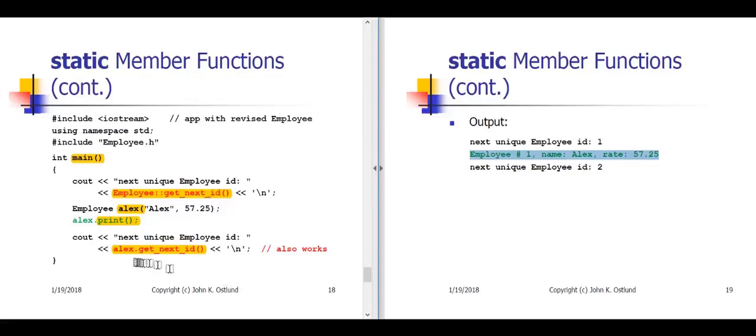In this example, notice that I did have an employee object, Alex, currently existing. So I am allowed to say alex.getNextID as an alternative to saying Employee::getNextID. All right. So if you do have a current object like Alex sitting around, you can invoke a static member function on that current object, even though the static member function is not allowed to access any of the current object's non-static members.